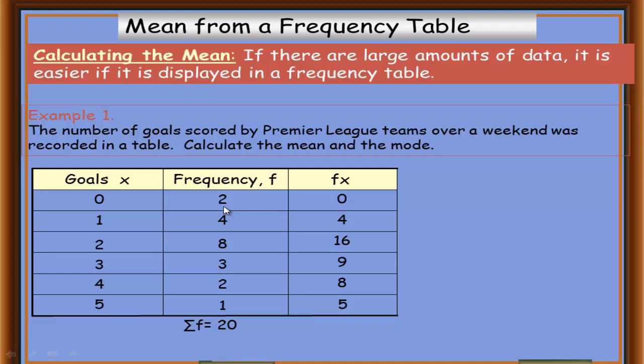Here the frequency 2 plus 4 is 6. 6 plus 8 is 14. 14 plus 3 is 17. 17 plus 2 is 19. 19 plus 1 is 20. This notation is sigma notation, that is summation. Summation of the frequency is 20. Summation of the total, fx, here is 42.